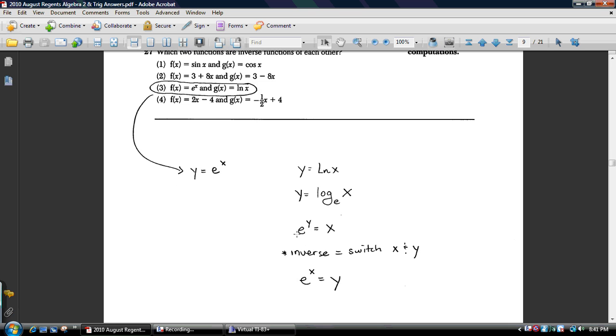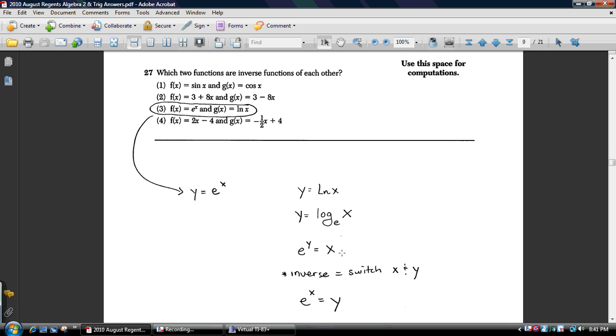Now, to find the inverse, you switch x and y. And check it out. By switching x and y, I got this guy. And so these two are inverses of each other.